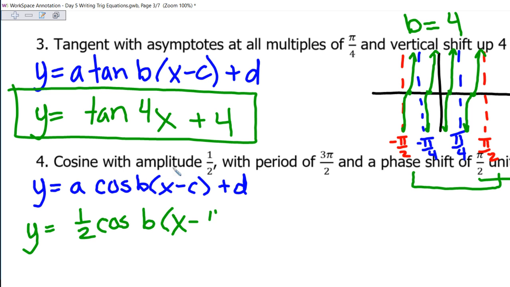X minus pi over 2. And d would be the vertical translation. Did the graph translate up or down? No, so the d value is 0. You don't have to put plus 0.